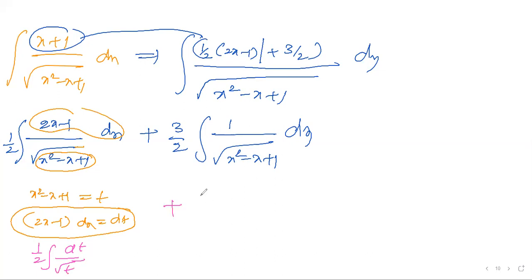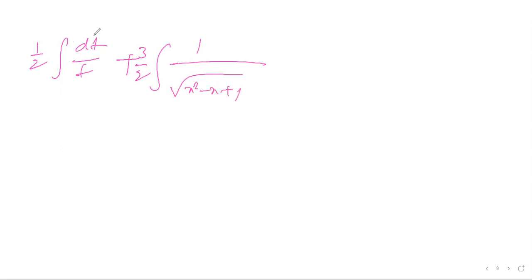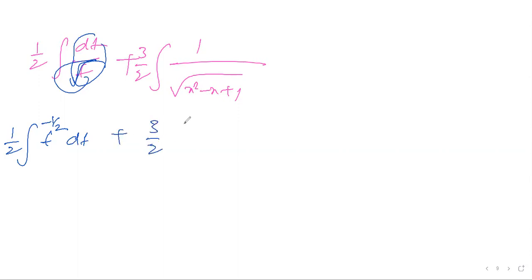Clear? This question is carried forward. How to do this, I'll explain on the next page. So on the next page I'll write 1 by 2 integration dt by root t, plus integration 3 by 2, 1 by under root of x square minus x plus 1. So 1 by 2 root t means you can take t power 1 by 2, and it goes to the top as t power minus 1 by 2 into dt, plus 3 by 2. This is as it is, you don't do anything, I'll tell you later.